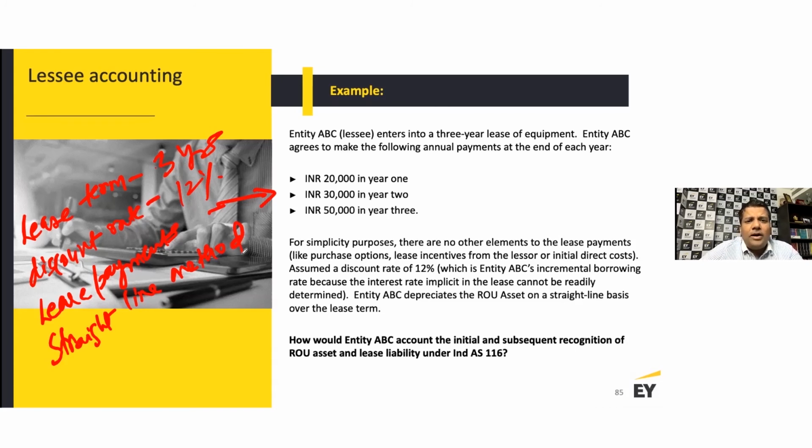I need to first determine what is my present value of lease liability, right? The present value of lease liability is nothing but 20,000 plus 30,000 plus 50,000. I'm going to discount it by 12%. That gives me the present value of the lease liability. Since I have no other factor here, that also becomes my right of use asset. And then I'm going to amortize that over a 3-year period.